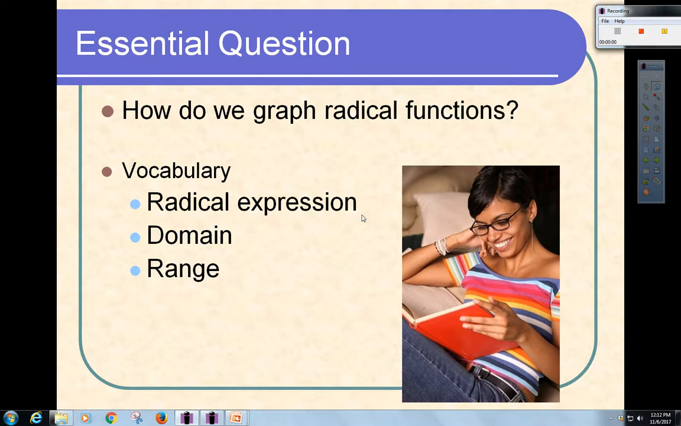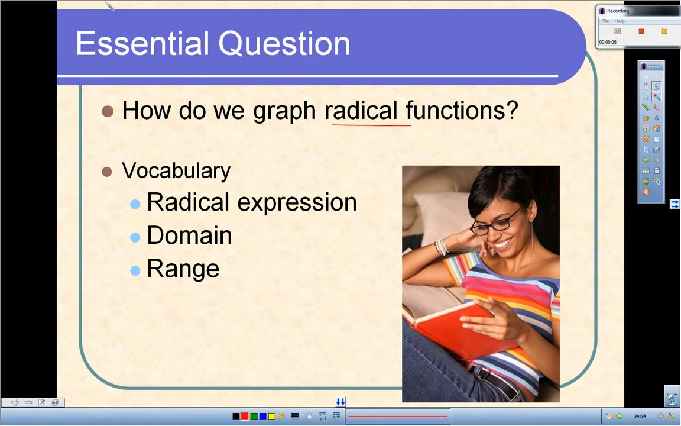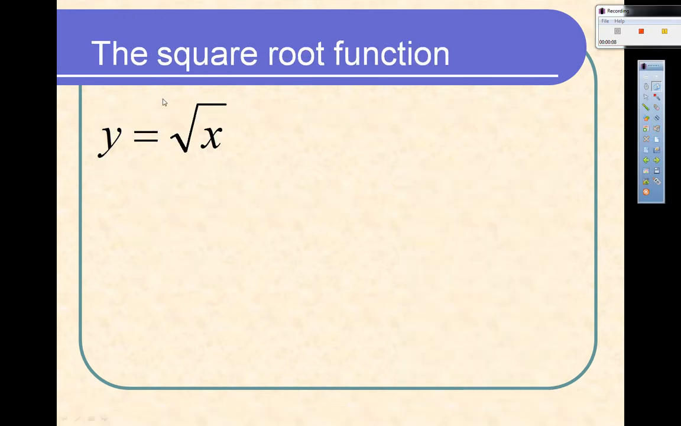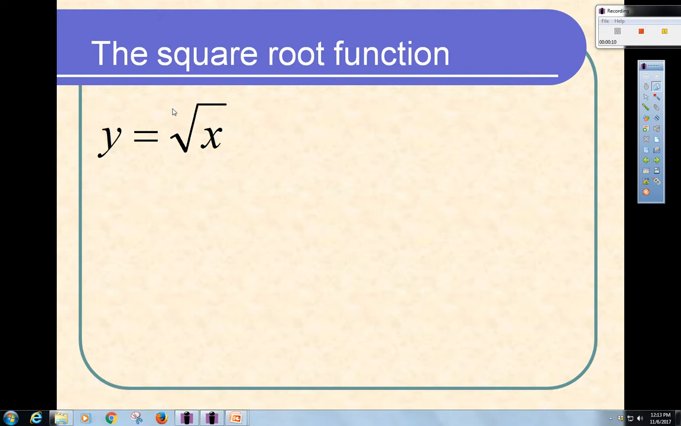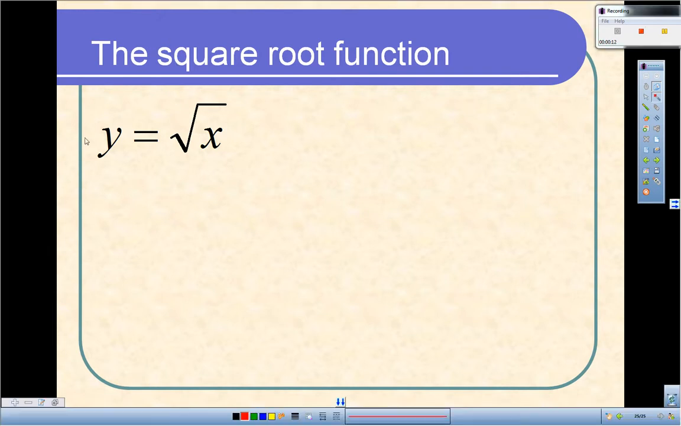Alright guys, your essential question for today is how do we graph radical functions? The most basic one that we're going to look at is the square root of x function. So what I'm going to do is graph this using a t-table. I'm going to draw a t-table and pick the numbers 0, 1, 2, 3, and 4.